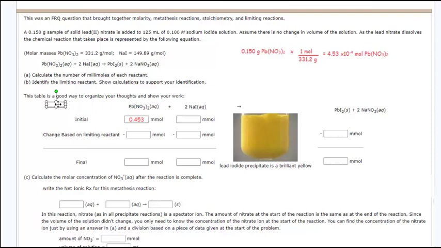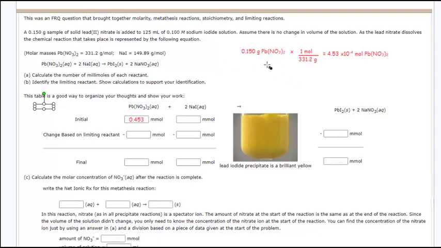I'm going to put together an ICE chart because that always helps me. So here's the 0.453 millimoles. And I've got this as my reference in case, hey, something's wrong, I can go back to check my work. Now they wanted the millimoles of each reactant. So the other reactant is the sodium iodide. And this is a solution where you have 125 mLs and you have a concentration.